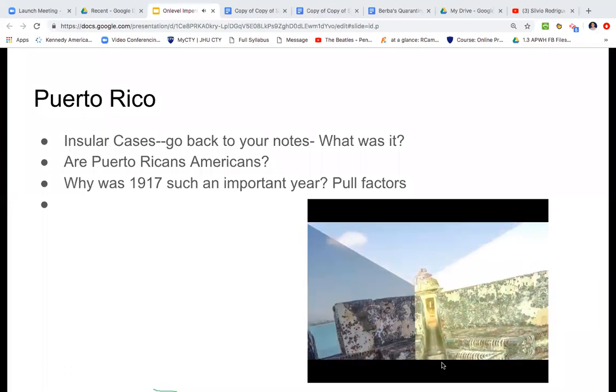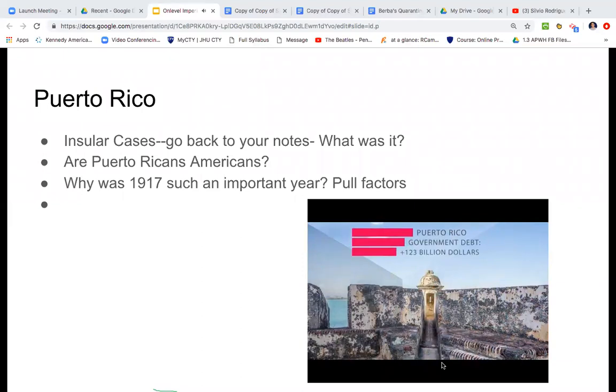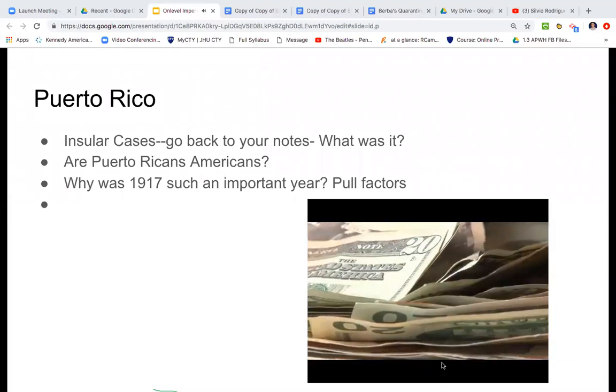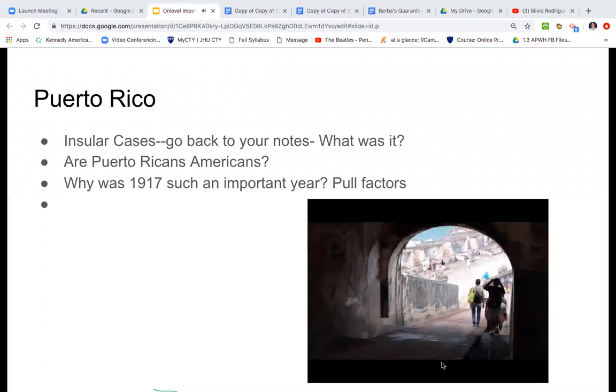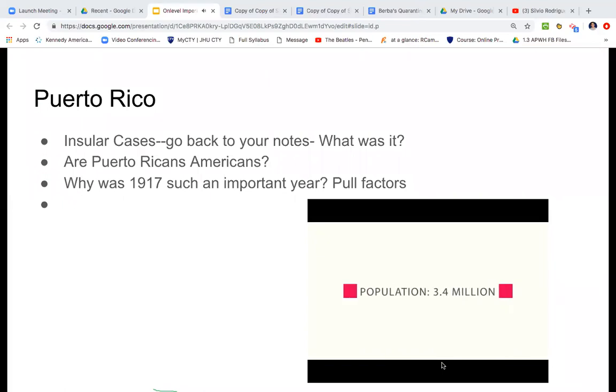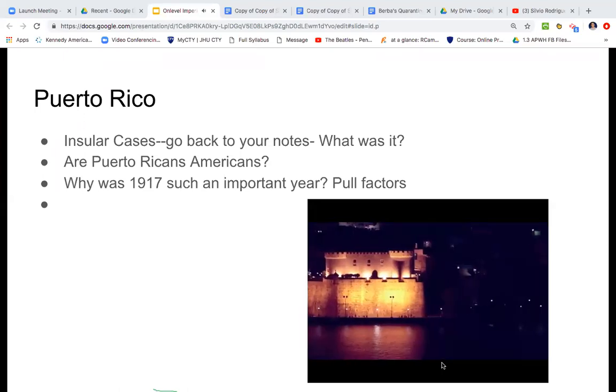Which really sucks right now because the island owes over $123 billion to its creditors, a debt that the local government has no way of realistically paying, and has responded by cutting as many services as it can to its people. That's 3.4 million fellow American citizens struggling on an island where the current unemployment rate is at 12%, half of its residents are on Medicaid, and a staggering 46% live below the poverty line.